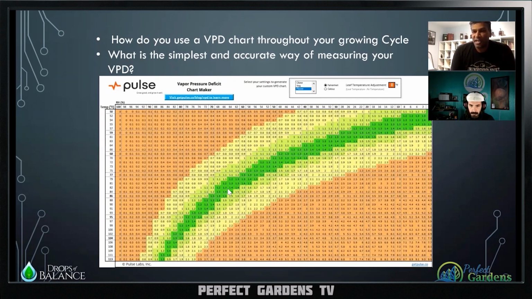If you're growing under HPS, maybe your room temperature is going to be around 75, knowing that your leaf temperature might be significantly higher because of the light heat. Right. But we tend to do that in flowering. We push 83 at the leaf. There's a couple of reasons for that.